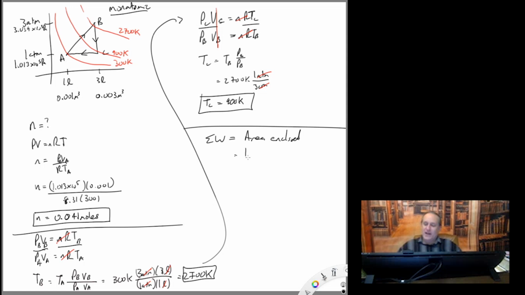So that's just 1/2 base times height. And the base of this thing is 0.002 meters cubed. So I'm going from 1 liter to 3 liters, that's 2 liters, or 0.002 meters cubed. In other words, just subtract the 2 volumes. And the height is the difference between the top and the bottom. So it's 3.03 minus 1.01. So what we get there is 2.026 times 10 to the 5th.